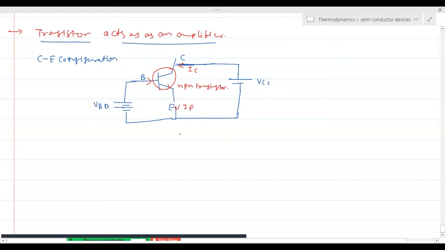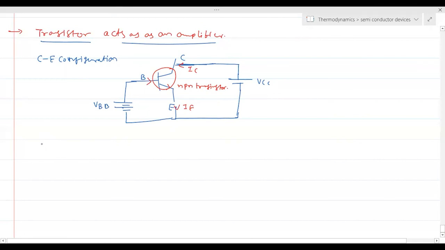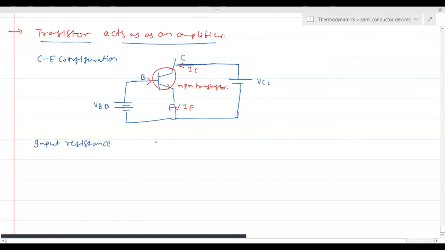NPN transistor. First, you need to understand the parameters very easily. So first, I am taking input resistance. In order to understand all of these, you need to be very clear about the parameters. What are the input parameters and what are the output parameters? I'm taking this as Ri. Ri equivalent to V by I, the formula we are obeying.